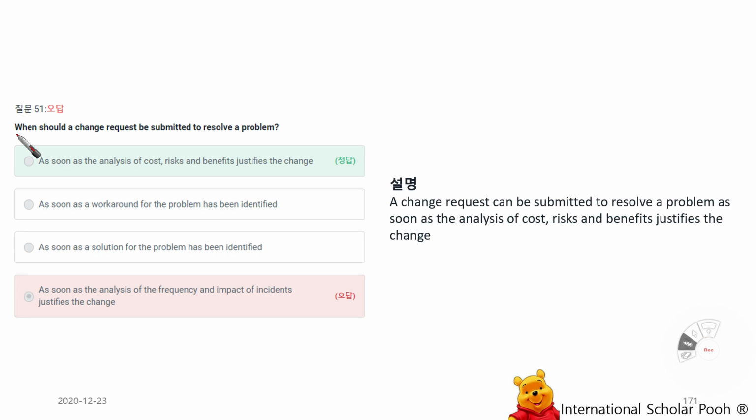When should a change request be submitted to resolve problems? As soon as the analysis of cost, risk, and benefits justifies the change. A change request can be submitted to resolve the problem as soon as the analysis of cost, risk, and benefits justifies the change.